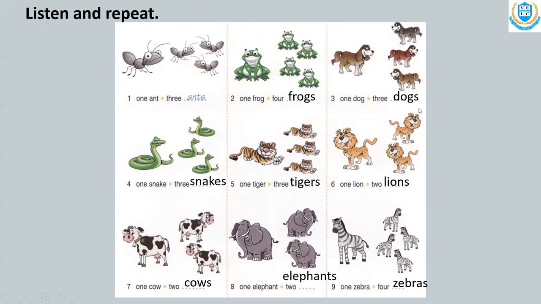Now we are going to listen and repeat. Listen and repeat. 1. One ant, three ants. 2. One frog, four frogs. 3. One dog, three dogs. 4. One snake, three snakes. 5. One tiger, three tigers. 6. One lion, two lions. 7. One cow, two cows. 8. One elephant, two elephants. 9. One zebra, four zebras.